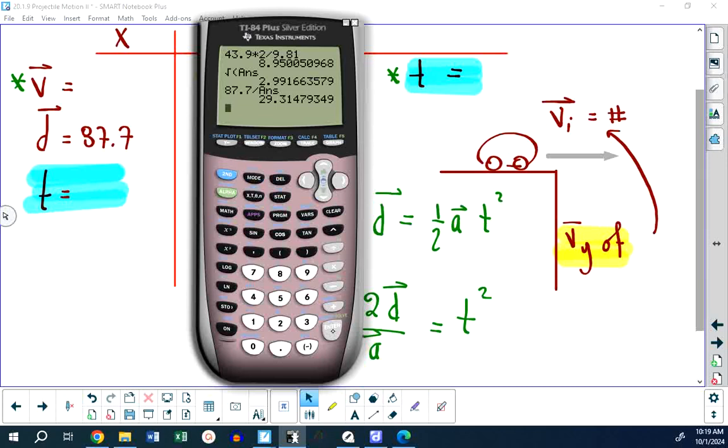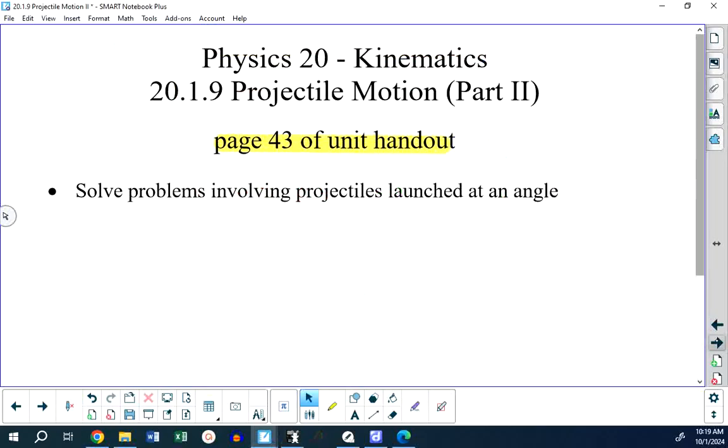All right, we're going to take a look at page 43 now. And again, I'm not in a big hurry here. I know from experience that there are certain topics in Physics 20 and certain topics in Physics 30 that students struggle with, and this is one of them. We're looking at part 2 of projectile motion. I say that because I don't want to rush through this. We've got lots of time.